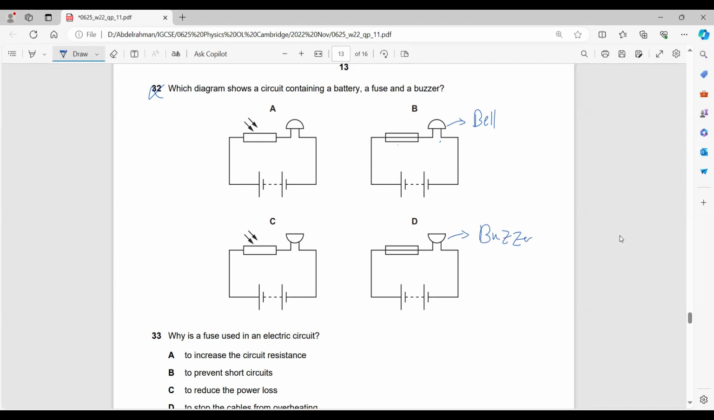But they both have been removed from our syllabus. So you are not required to know how to draw a buzzer or a bell. Okay, the answer would have been D, yes, I know, but you are not required to know the difference in drawing the bell or the buzzer. Further on, you will not have any questions related to bells or buzzers.